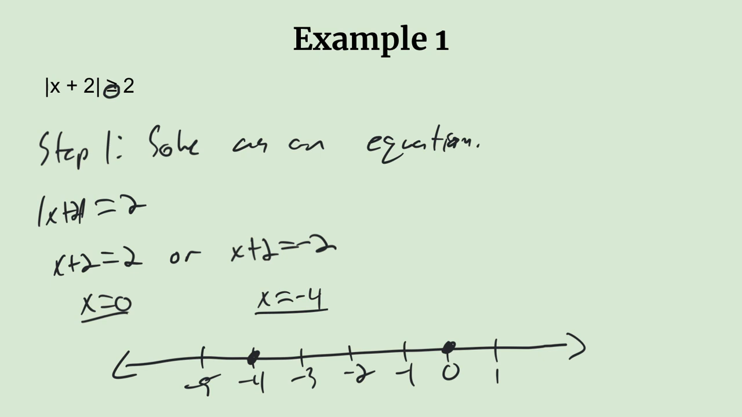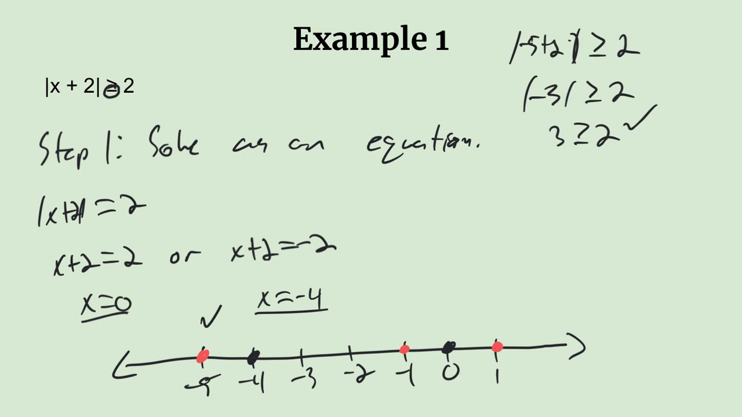So then what we'll do here is we'll just pick 3 points, one on each side of our two critical values, our two answers, and then we check each of those. And we need to find which one of those will make the original inequality true. So we'll do absolute value of x plus 2 is greater than or equal to 2. Negative 5 plus 2. Absolute value of negative 3 is greater than or equal to 2. 3 is greater than or equal to 2. So that one checks.